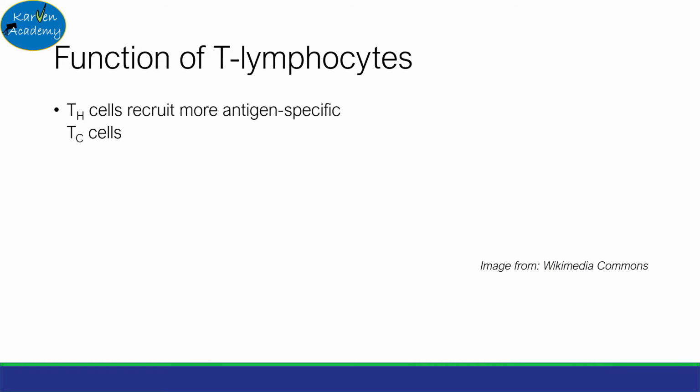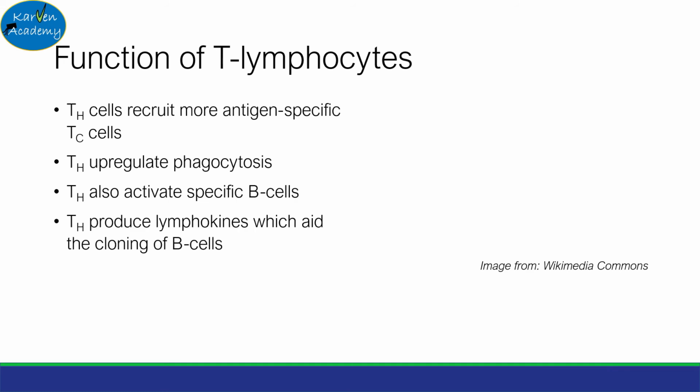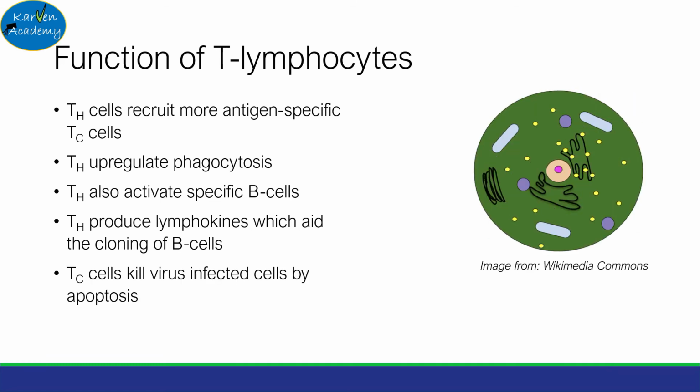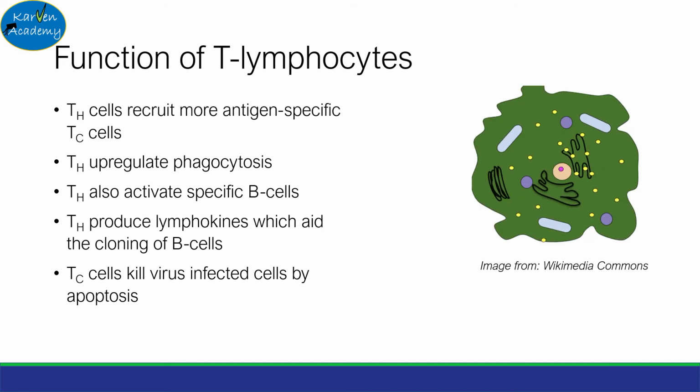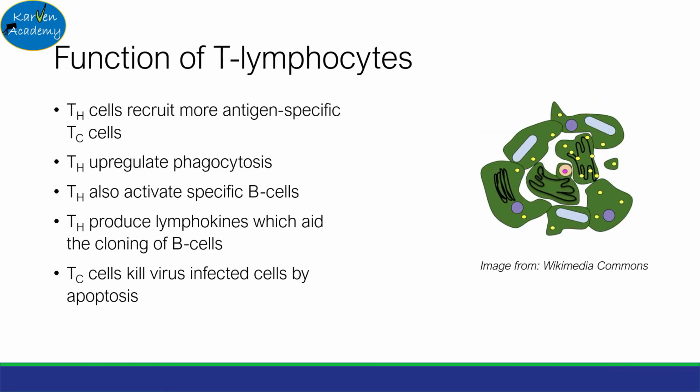So the T lymphocytes carry out many functions, but more specifically, the T helper cells carry out the most. The T helper cells can recruit more antigen-specific cytotoxic T cells, they can upregulate phagocytosis, they can activate specific B cells, and also produce lymphokines, which aid in the cloning of B cells. Finally, the cytotoxic T cells that are produced can kill virus-infected cells via the process of apoptosis, which I've told you about previously.